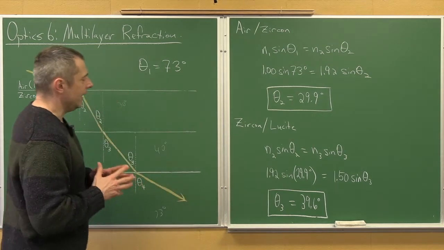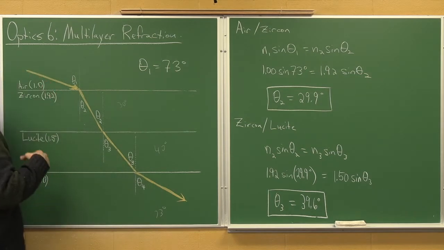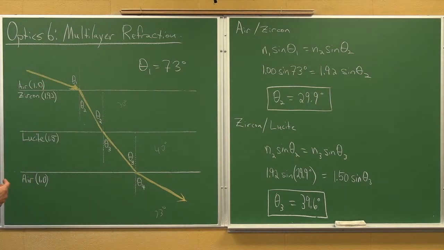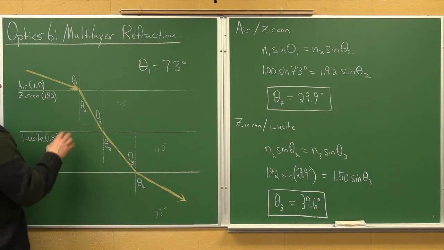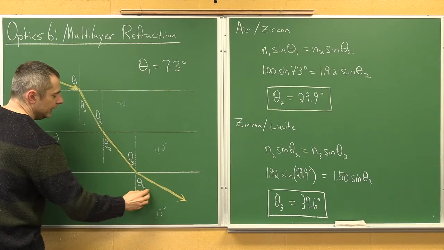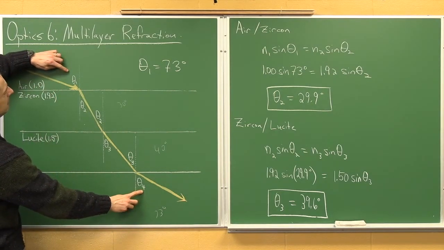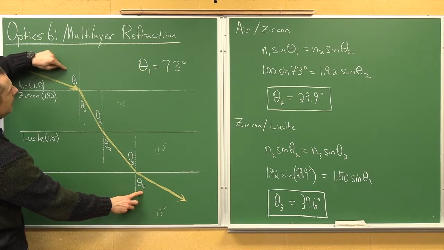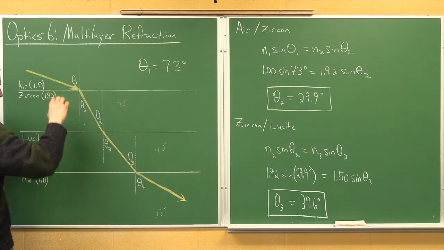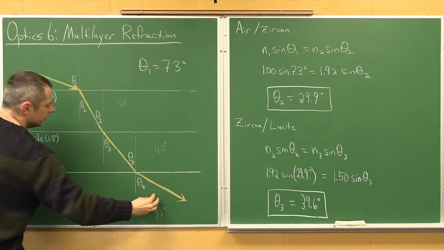Okay, so now we have one more Snell's Law problem right here. Now, let me just say, I'm going to erase this, but I just want to point out that what we're going to find here is that when we return to the air, even though I labeled this theta 4, it's going to come out to the same angle as the original 73. Because we return to the same index, we're going to return to the same angle.